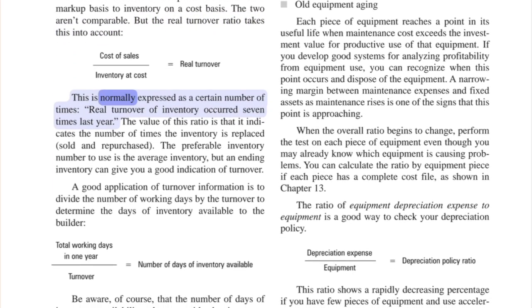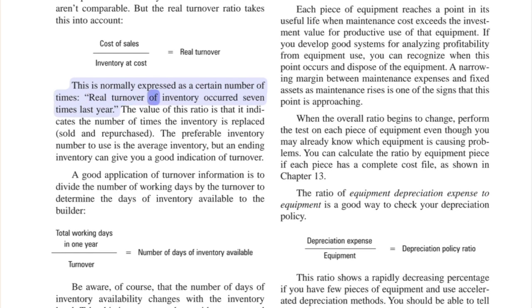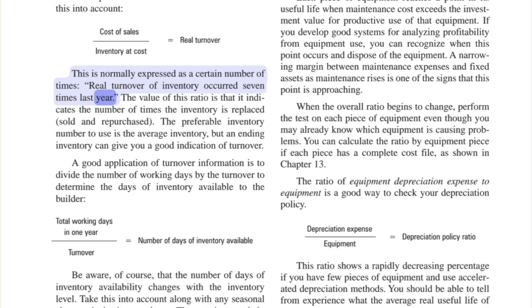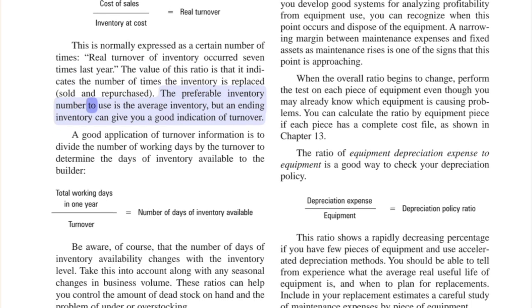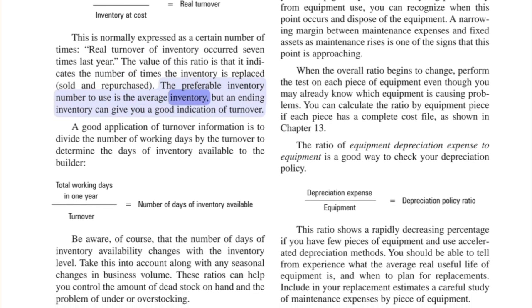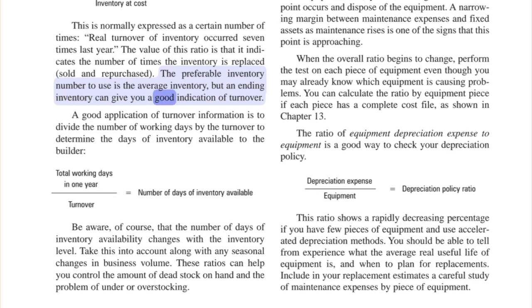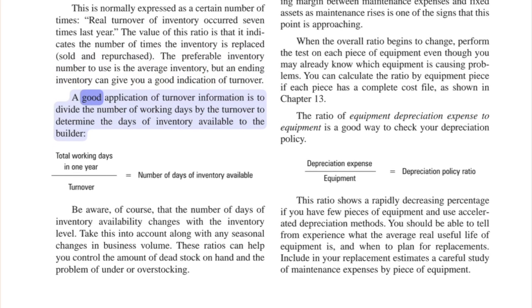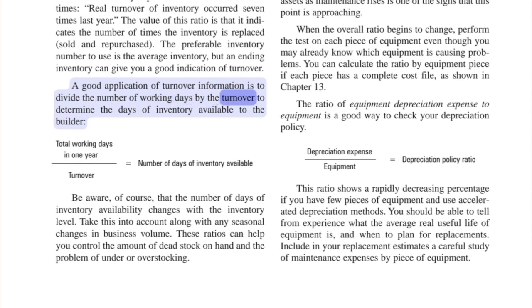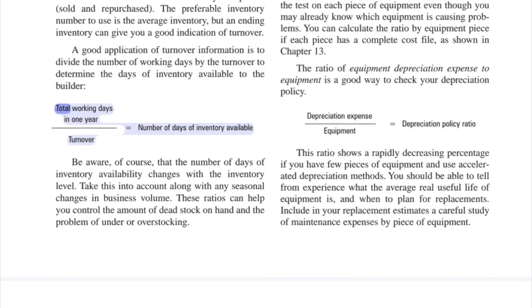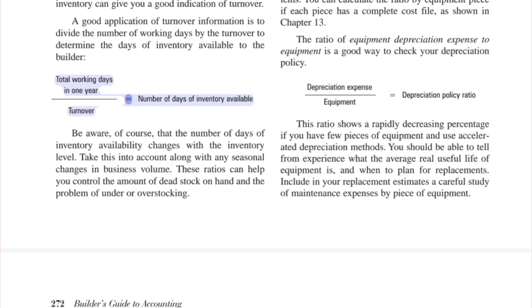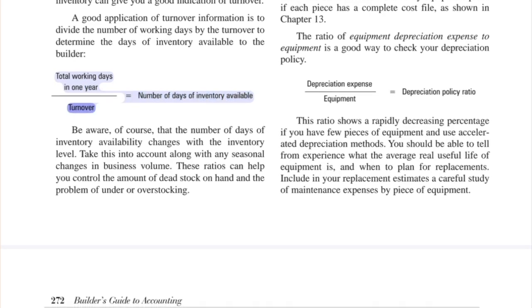This is normally expressed as a certain number of times. Real turnover of inventory occurred 7 times last year. The value of this ratio is that it indicates the number of times the inventory is replaced. The preferable inventory number to use is the average inventory, but an ending inventory can give you a good indication of turnover. A good application of turnover information is to divide the number of working days by the turnover to determine the days of inventory available to the builder. Total working days in 1 year divided by turnover equals the number of days of inventory available.